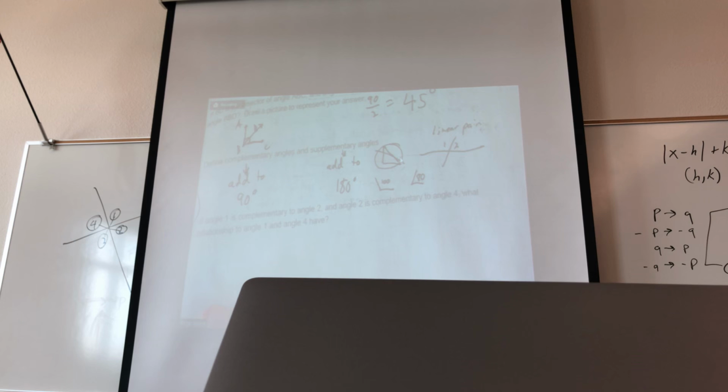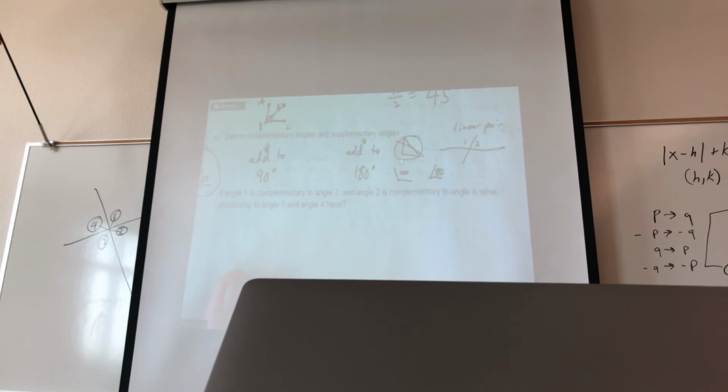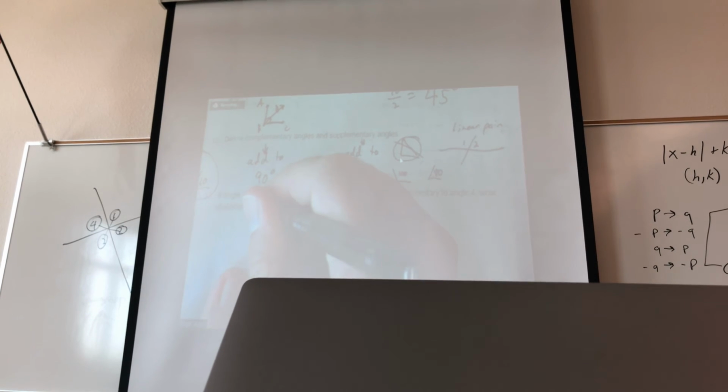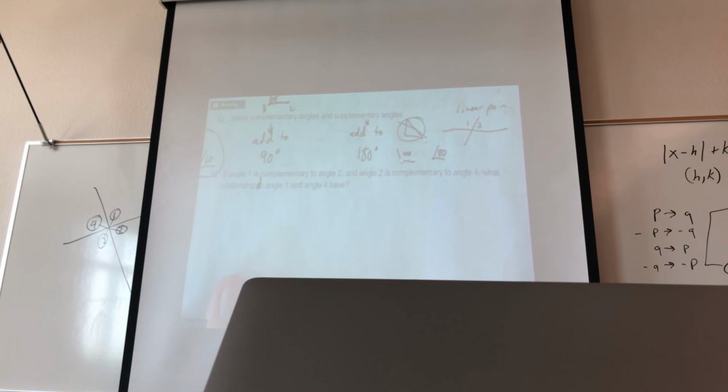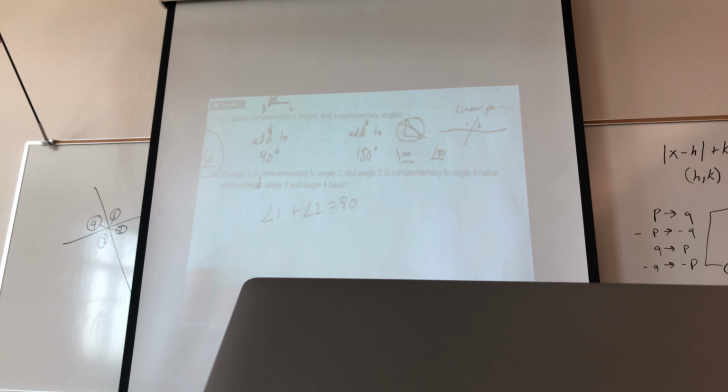Okay? And then our last question. If angle 1 is complementary to angle 2 and angle 2 is complementary to angle 4, what relationship do angle 1 and angle 4 have? I had a typo on here, I'm so sad. If they're complementary, they add together to make 90. Angle 1 plus angle 2 is 90. That's angle 4 and angle 2 make 90.